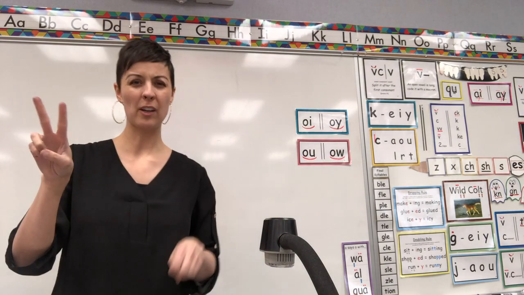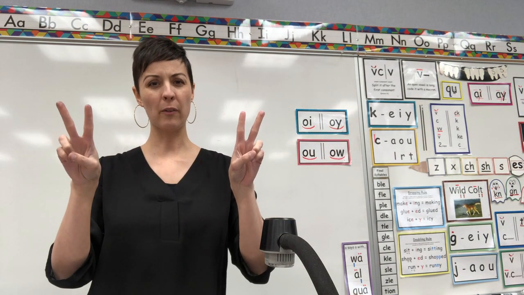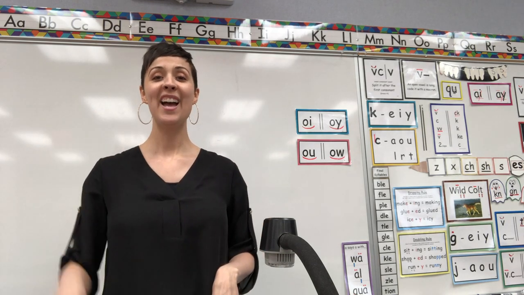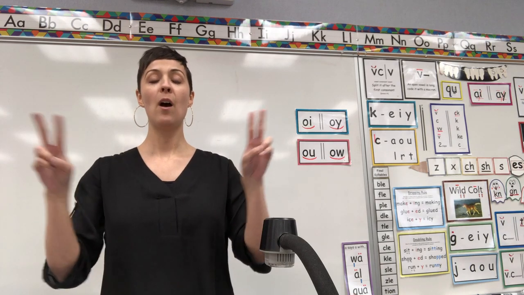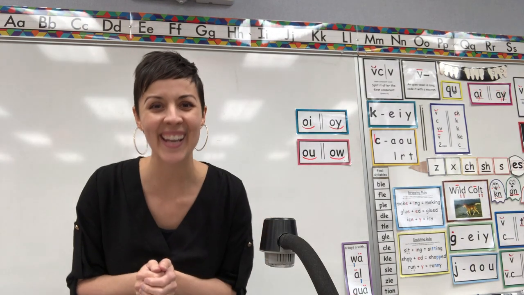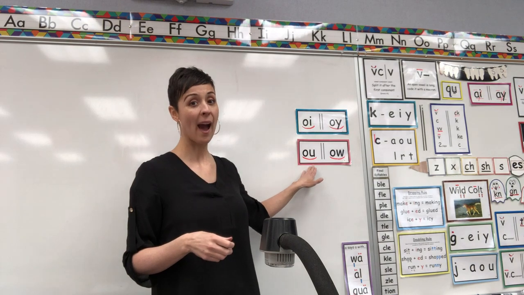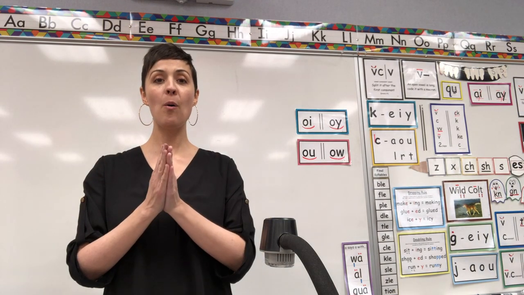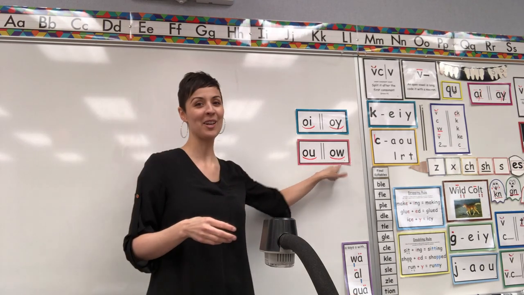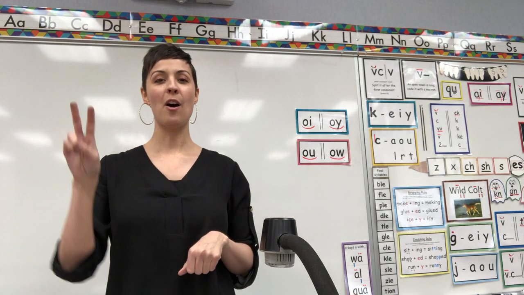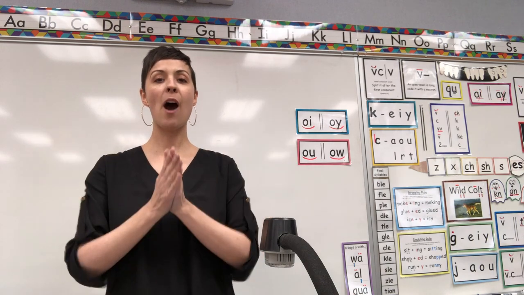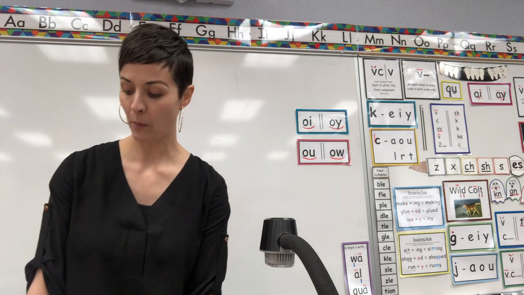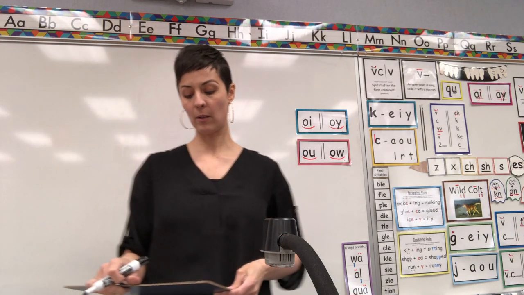And do you know we're using letter V's for vowels? Because they're both vowels. Okay, so start O-Y. Oi. Ready? O, Y, oi. You got it. Okay, let's do O, U, ow. Ready? O, U, ow. Let's do O, W, ow. Ready? O, W, ow. I love that. Okay, let's come to our whiteboards, or of course, if you have a piece of paper, that's okay too.